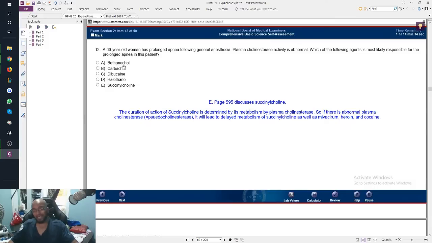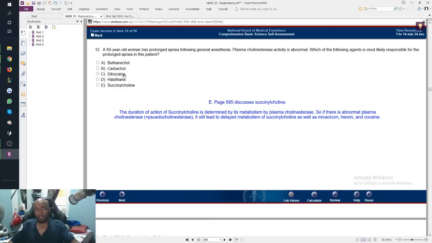Bethanechol is not exactly something you use for anesthesia. Nor is carbachol, right? These are all acetylcholines. These are all things that work like acetylcholine. That's what they have choline in. So for bethanechol, there's a statement in First Aid, right? Like, call me to activate your bowels and bladder, something like that. And carbachol is a carbon copy of acetylcholine. So these two are not going to be the answer. They're just muscarinic things. Dibucaine and halothane and succinylcholine are things you can consider.